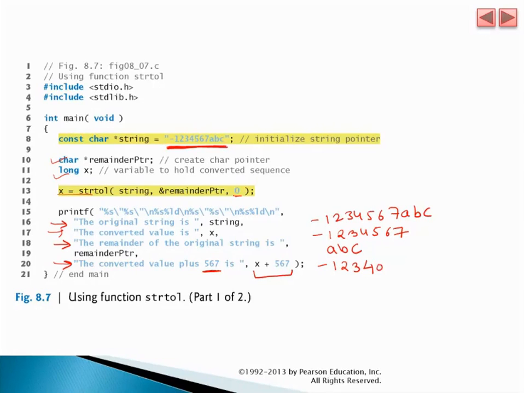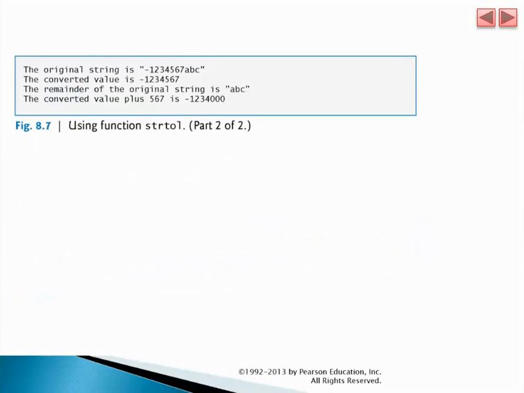This is the answer. So with this line we can show that x actually has the numeric value on which arithmetic operations could be performed. These are the outputs: original value, value of x, value of remainder pointer, and value of the arithmetic operation. Any question in this?